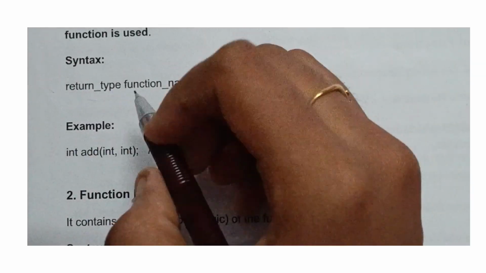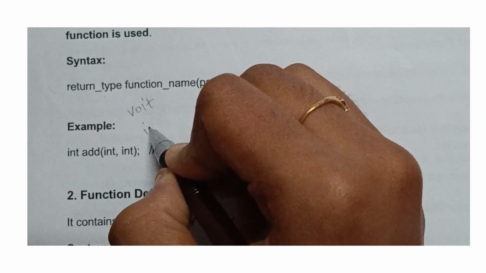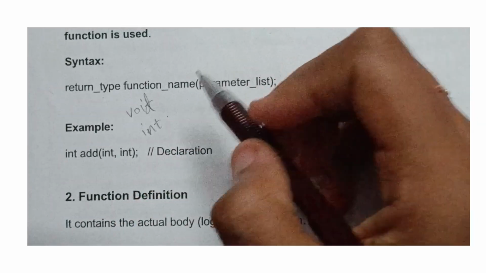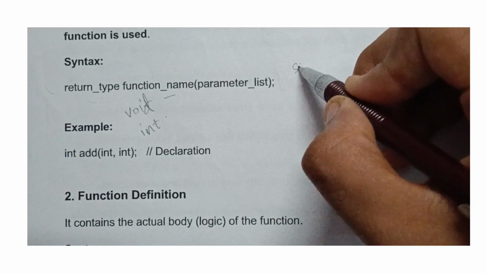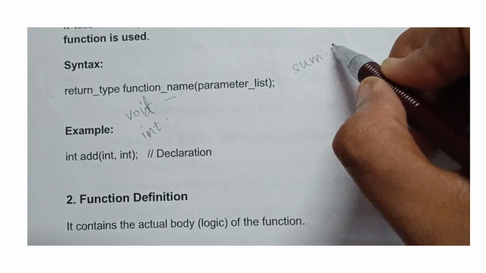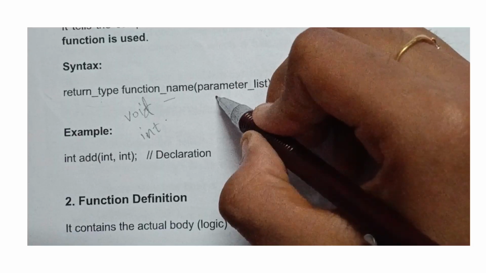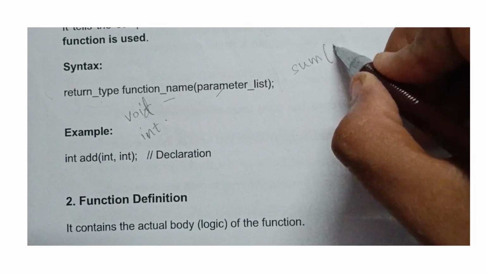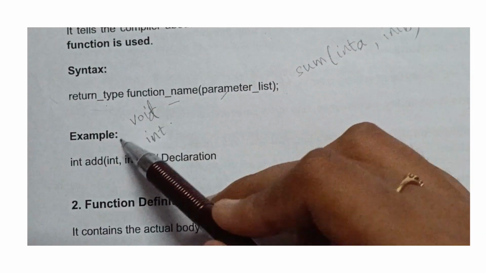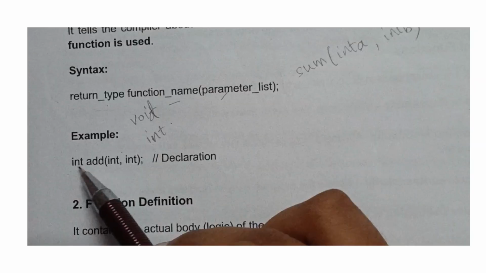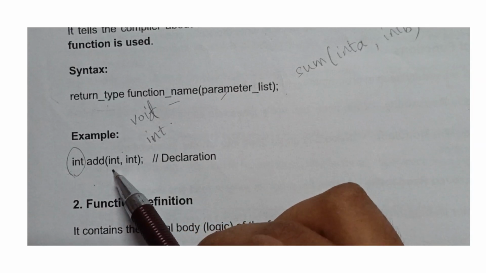The return type, that is, if the return type is either void or int. And function name, that is, for suppose if we are writing a function for sum or addition, then we can name it as sum. And then the parameter list, like for suppose the sum is for two numbers, then I would take the two numbers as int a and int b. So here's an example: int sum, that is, it returns a value, then add the name of the function, int and int.